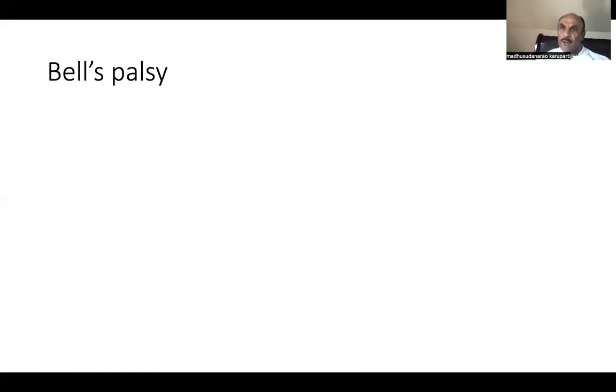its injury occurs either in the upper motor neurons or in the lower motor neuron. Upper motor neuron injury results in the involvement of the lower face only, because the upper face is bilaterally innervated. So the lesions in the upper motor neuron result in the weakness of the lower part of the face on the contralateral side.